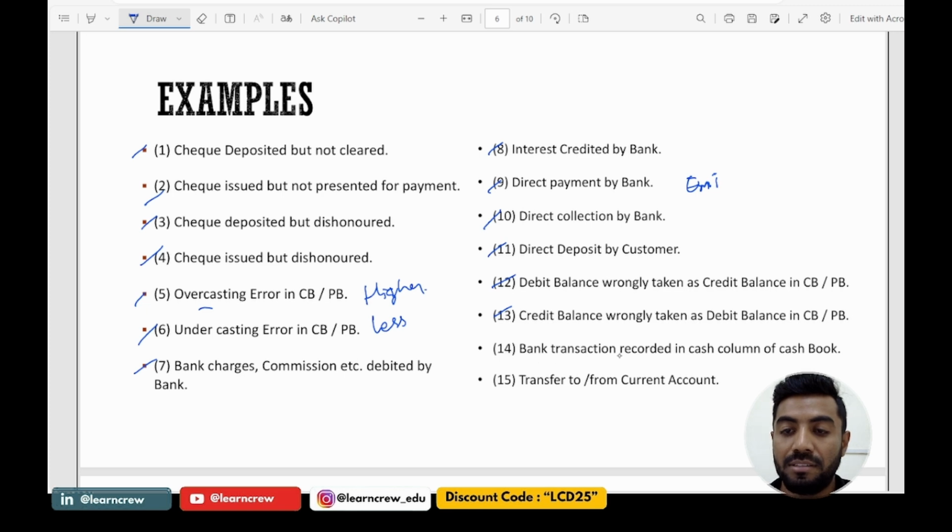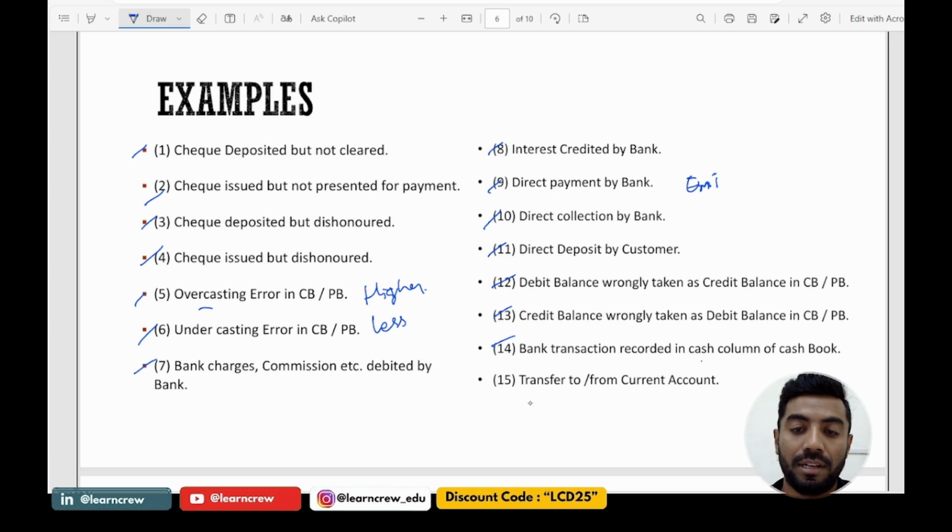Then bank transactions recorded in the cash column of the cash book. Generally a bank transaction has to be recorded in the bank column of the cash book, not in the cash column. So when you record it in the cash column, it will be understated. Either the expense or the income, the deposit or withdrawal, both will be understated. Because of which you need to make this adjustment.